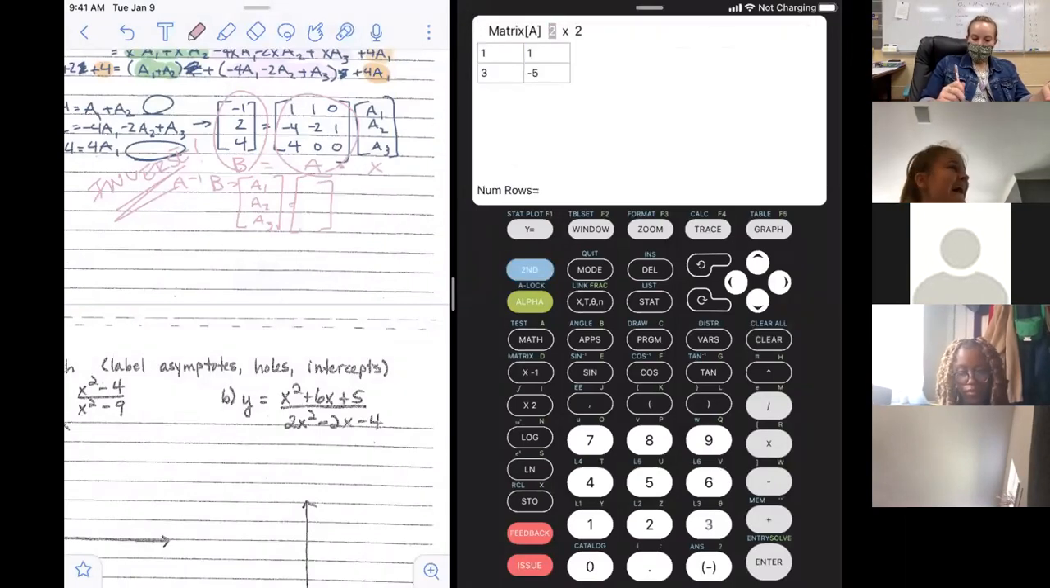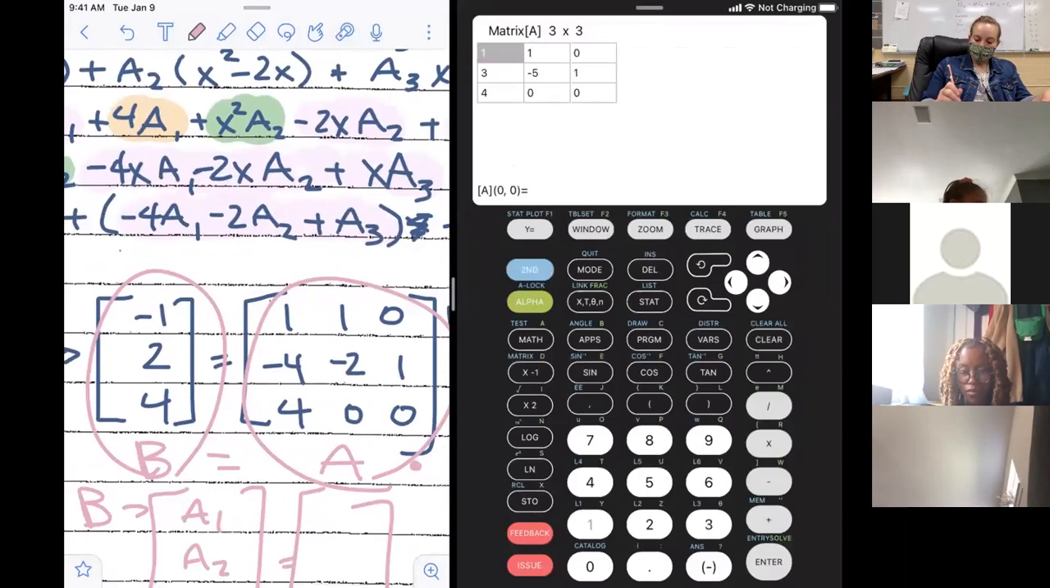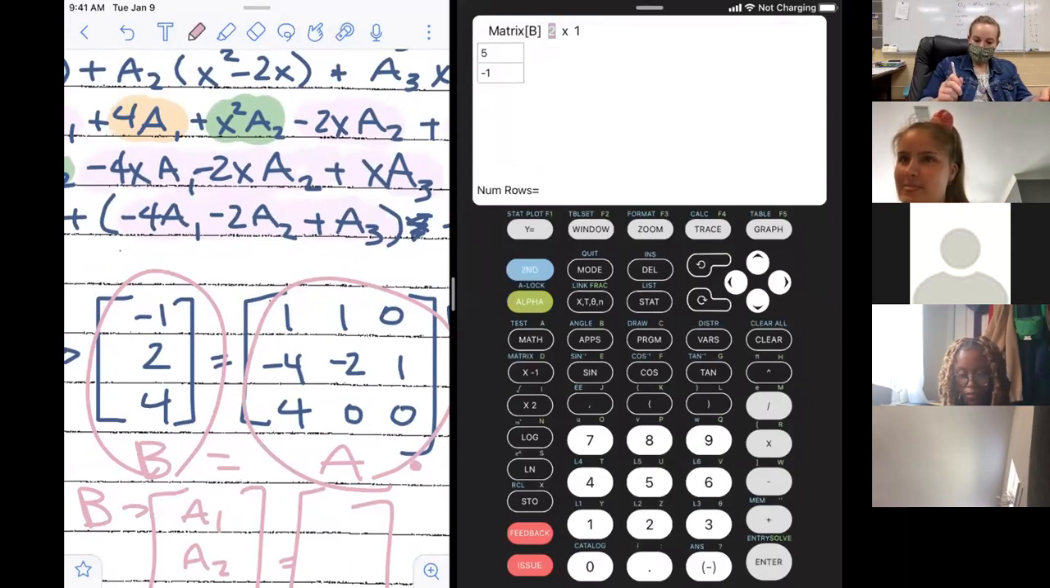I always change matrix A and B for whatever reason. I need to make sure I'm doing a 3 by 3 now. So I've got 1, 1, 0. I've got negative 4, negative 2, 1, and then 4, 0, 0. Okay, that matches. Now I have to do B. And now it's a 3 by 1. Okay, and so that's negative 1, 2, 4.